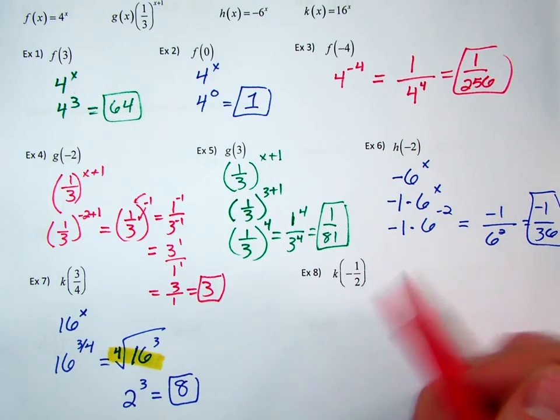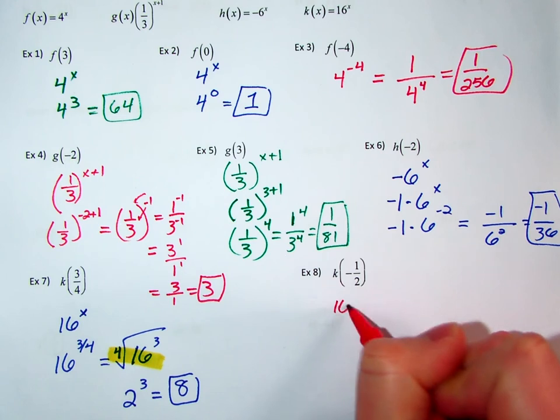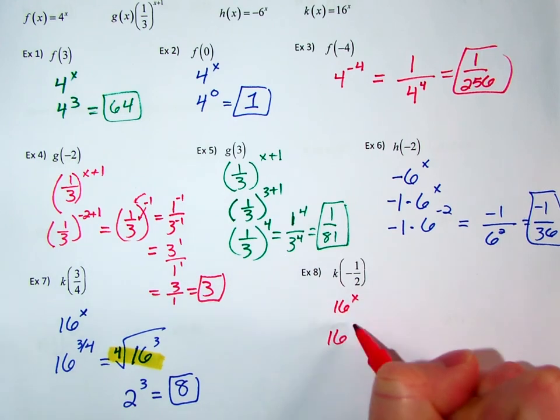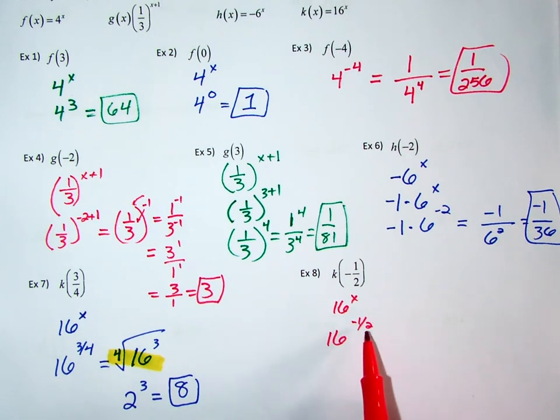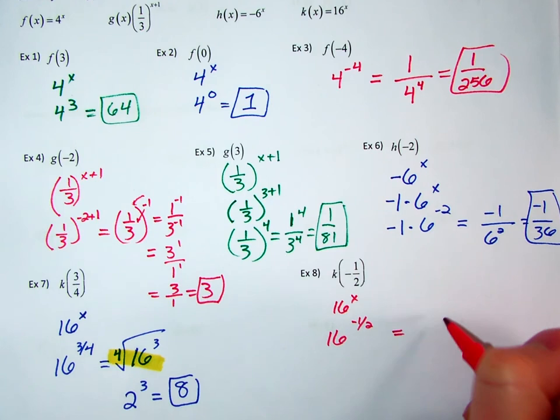Okay, next one. Again, this is k, so it's 16 to the x, and in this case, our x is negative 1/2. Right? So when I go ahead and I look at this, my first issue is that the exponent is negative, so we need to get rid of that negative exponent by putting it in the denominator. So this is really 1 over 16 to the 1/2.